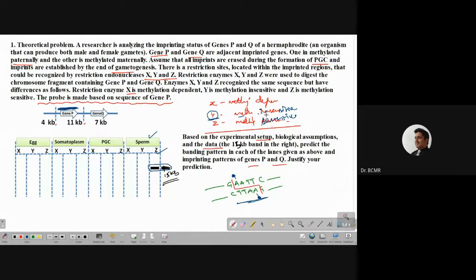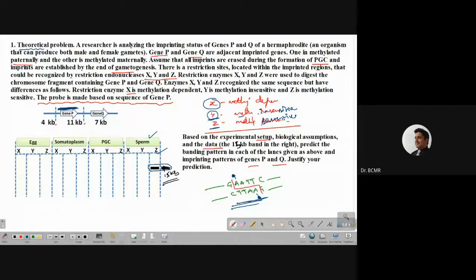That is methylation insensitive. Whereas Z, for example, will cleave only if this restriction site is unmethylated. And X will cleave this site only if it is methylated. If this region is not methylated, then it will not cleave. Is that understood? Yes, sir. Okay, if you have any question on that, you can ask.